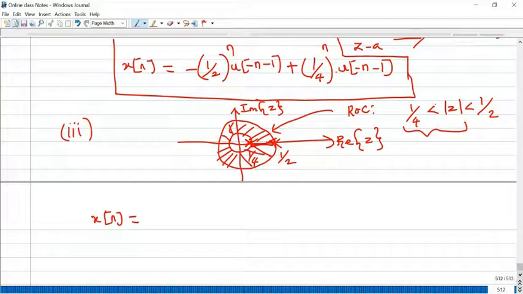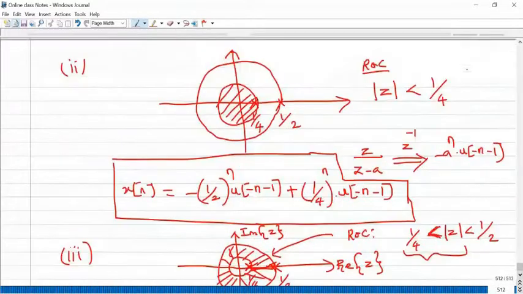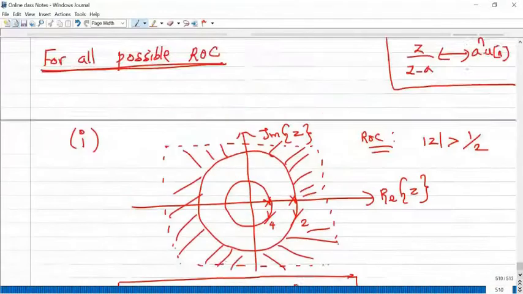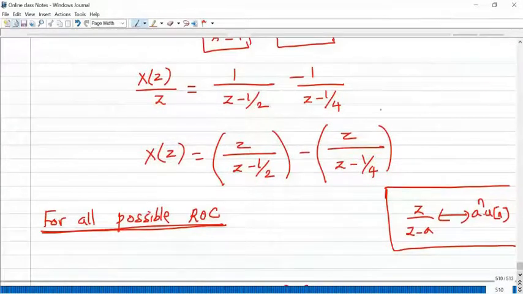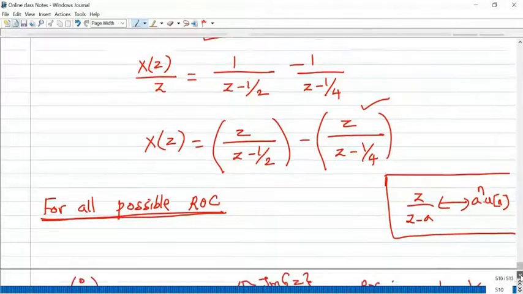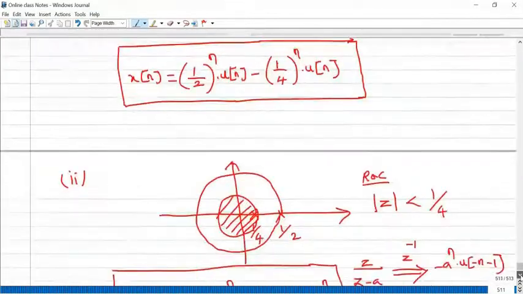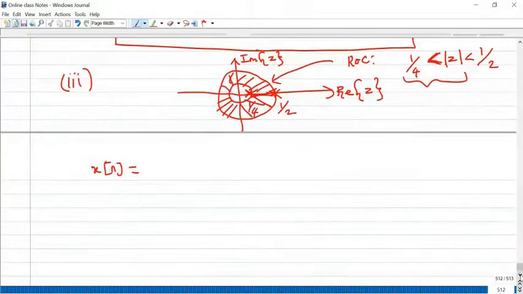Is Z greater than 1 by 4, right? Is Z greater than 1 by 4? So where is the 1 by 4 term? This is the 1 by 4 term. Correct? So this result you have to write in causal format, A power n U of n format. So minus, already there is minus, 1 by 4 power n U of n.